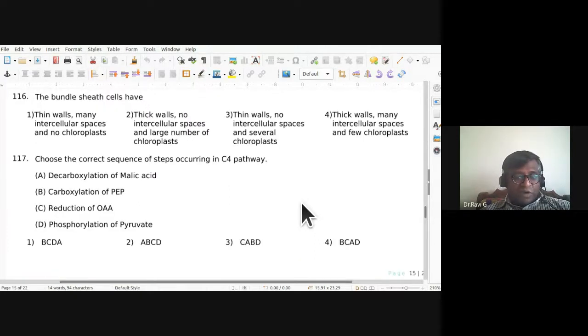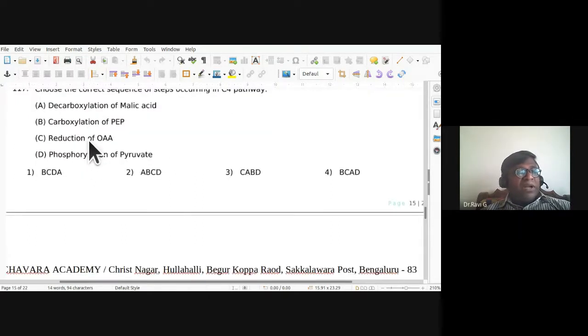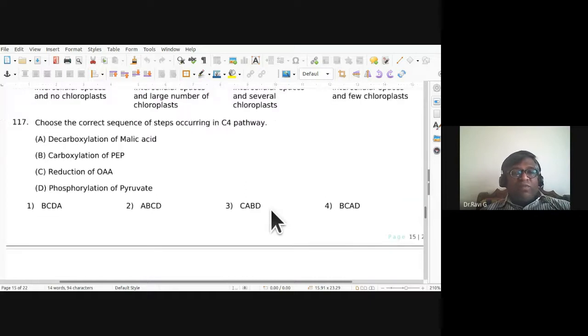Let us check the correct option. Yes, BCAD is the correct option. First is carboxylation of PEP. Then there is reduction of oxaloacetic acid. Decarboxylation of malic acid takes place in bundle sheath cells. Then there is the final phosphorylation of pyruvate to form PEP. Okay, so these are all the steps. So BCAD is the correct sequence of this C4 pathway.